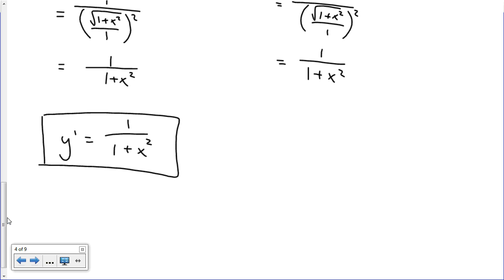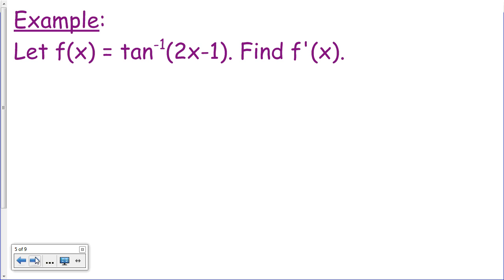All right, let's take a look at an example and use this property we just learned to find a derivative. Let's say that f of x is equal to the tangent inverse of 2x minus 1, and we want to find f prime of x. So we're just going to follow our rule that we just came up with here. F prime of x is going to be equal to the following. First of all, notice it's a composite function. Tangent inverse is the outside function, and the 2x minus 1 is the inside function.